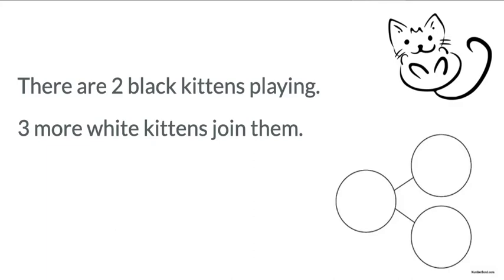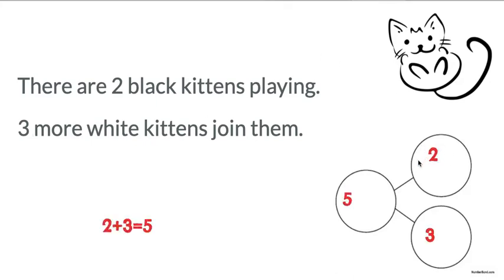Read along with me. There are two black kittens playing. Three more white kittens join them. So, what should we do? We need to find the parts and we need to find the whole. The little story here tells me that there are two black kittens, so that has to be a part. And there are three white kittens, so 2 and 3 are the parts. So let's find the answer, the whole, or the sum. There's going to be many ways to say that. So let's take a look.